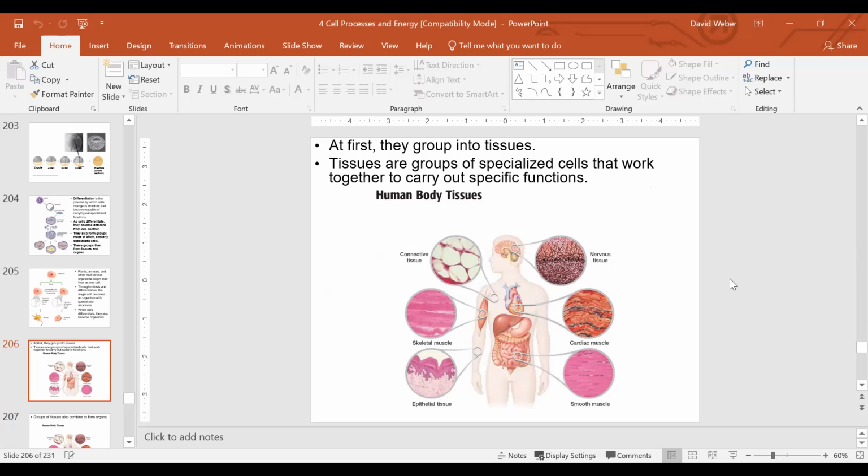Write this down. Tissues are groups of specialized cells that work together to carry out specific functions. Brain, your muscles, your heart, your intestines, your skin, those are all specialized groups. Each set of tissue is a specialized group. So differentiation is really important in the body. So write both of those down. Pause the video.